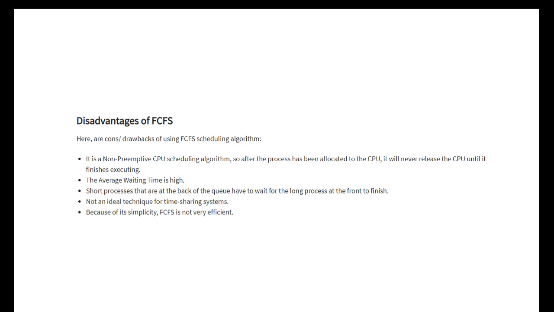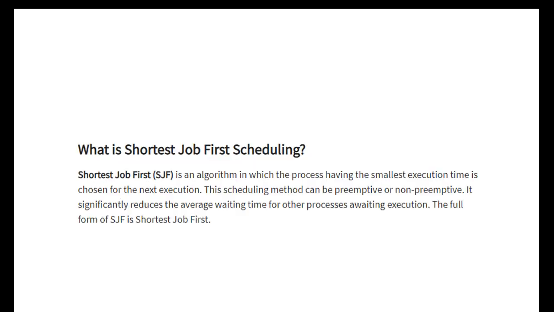The next one is, what is shortest job first scheduling? Shortest job first, or SJF, is an algorithm in which the process having the smallest execution time is chosen for the next execution. This scheduling method can be preemptive or non-preemptive. It significantly reduces the average waiting time for the other processes awaiting execution.